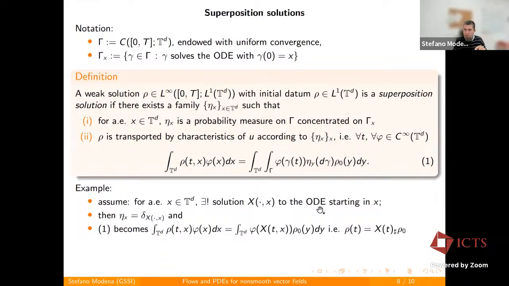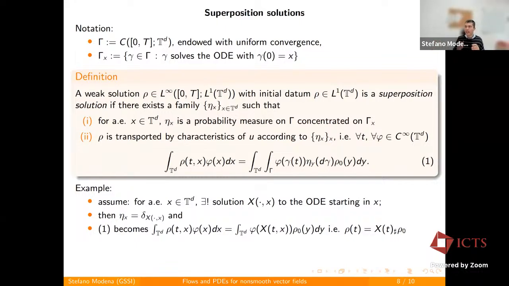And then I still have this rho zero here, and I have the integral over the torus, whereas on the left-hand side I have exactly the same term. So if you write down equation 1 in this very simple case where gamma_x is a singleton, you get this relation. And if this holds for any time t and for every test function phi, it is nothing else than saying that rho_t, the density rho at time t as a function of x, is the push forward through this flow map, capital X of t, of the initial density. So exactly the same formula that we have seen in the classical case.